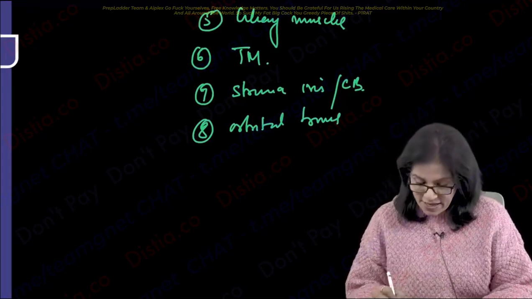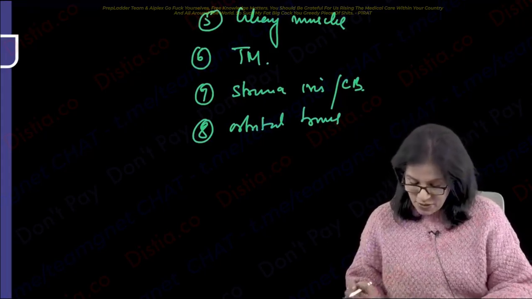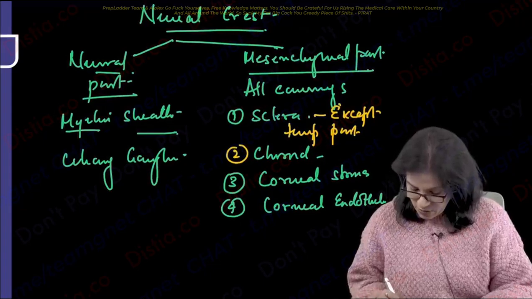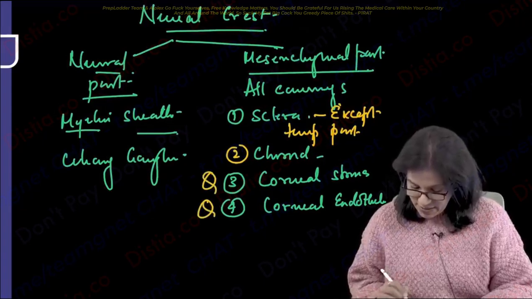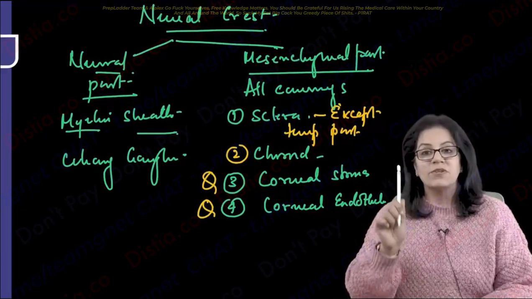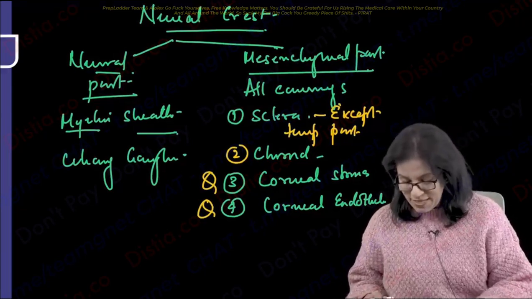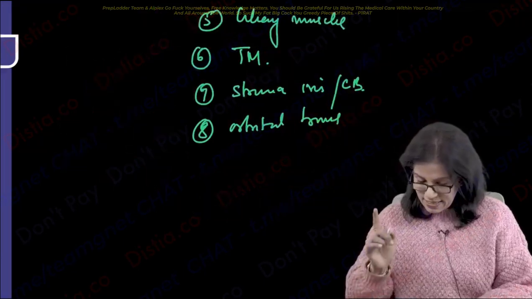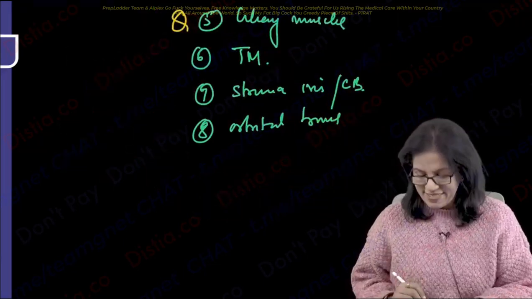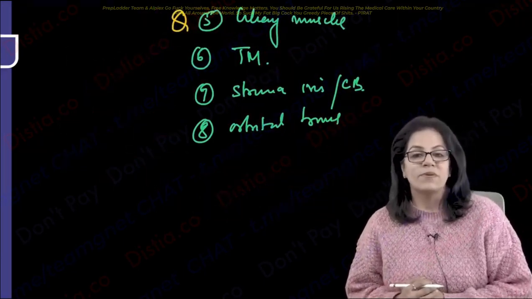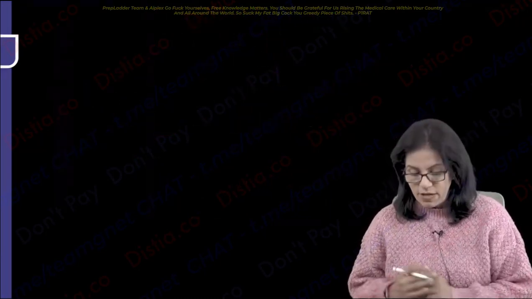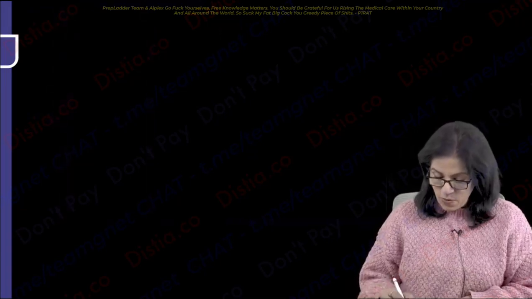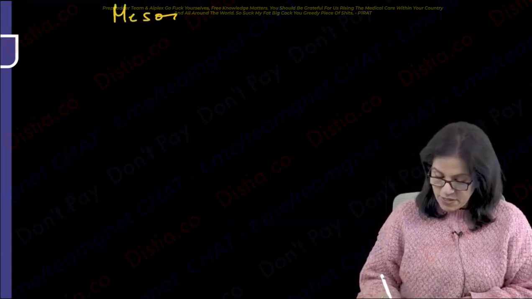Now what are the questions they have asked you? The first question has been on choroid, this corneal stroma, this is a Q. A separate question on corneal endothelium, this is a Q. And ciliary muscles is an exam question. These are the three questions from neural crest. What are we left with? Mesoderm. What are the structures derived from mesoderm?